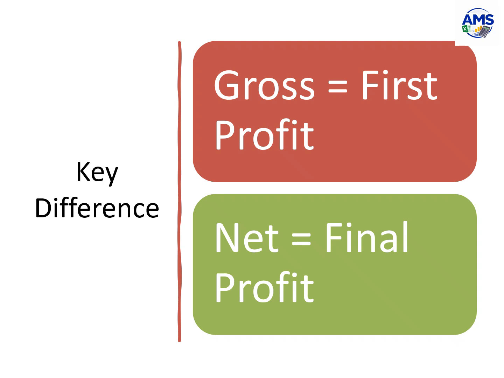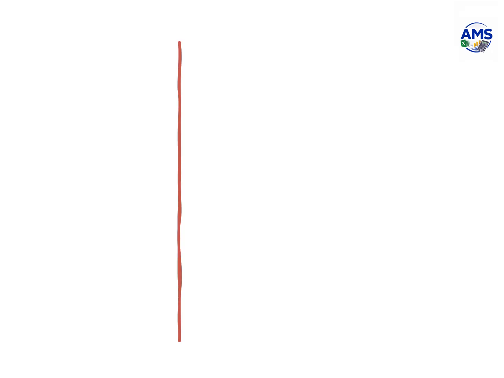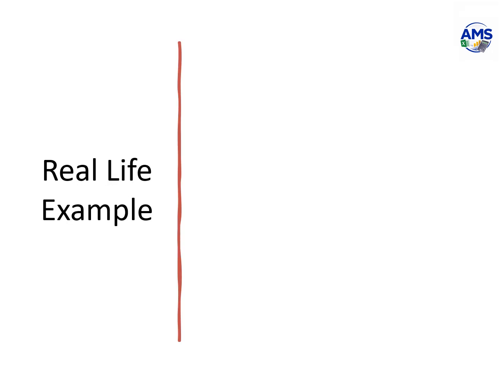Your gross profit comes first, and your net profit is the final profit. So if we look at the flow, to get your gross profit, you need to know your sales, you less your cost of goods sold, then you less all other expenses before arriving at your net profit. That is the flow. Let's look at a real life example.